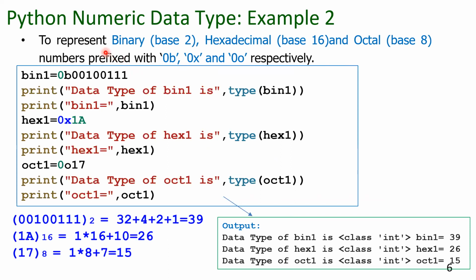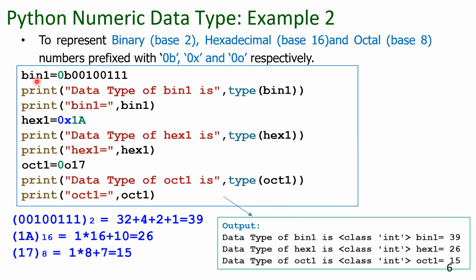Not just decimal numbers, we can also assign binary values, hexadecimal values or octal values to the variables by preceding the corresponding binary numbers, hexadecimal numbers or octal numbers with the prefixes 0b, 0x and 0o respectively. That means 0b for binary, 0x for hexadecimal, 0o for octal.